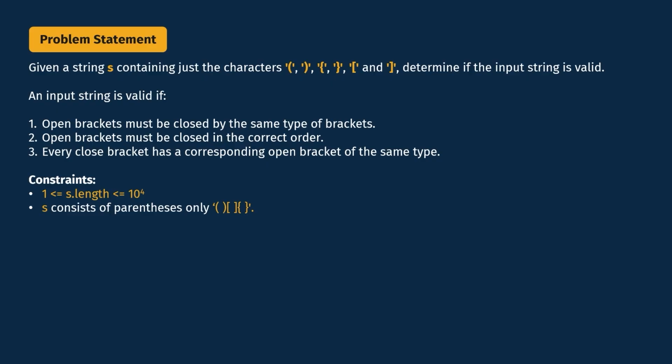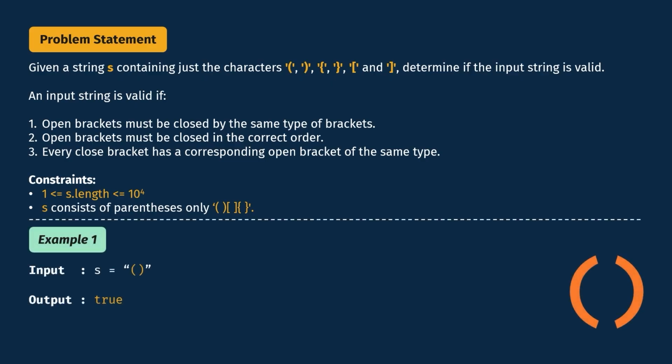Now let's quickly go over the constraints. The string length can range from 1 to 10,000 characters, and the string consists of parentheses only. These constraints tell us that we need an efficient solution, since we could be dealing with up to 10,000 characters. But the limited character set makes our validation logic straightforward. With those constraints in mind, let's walk through our first example.